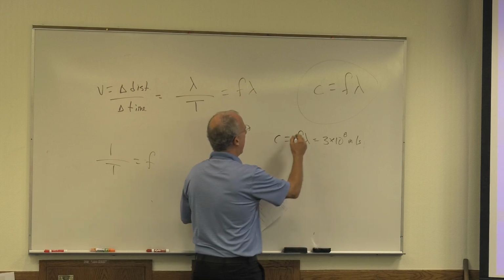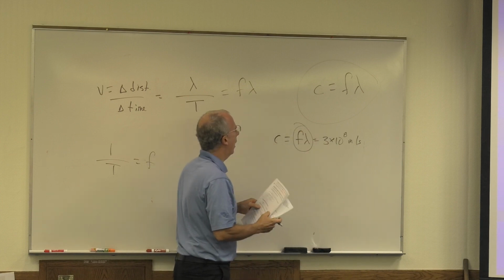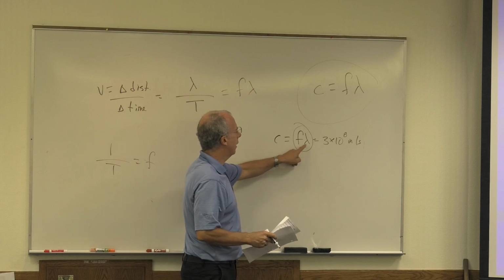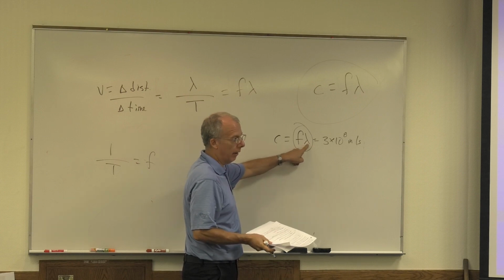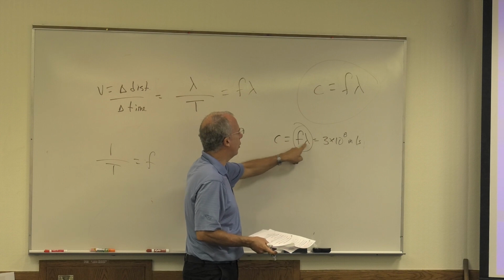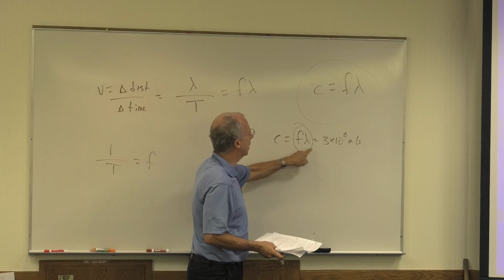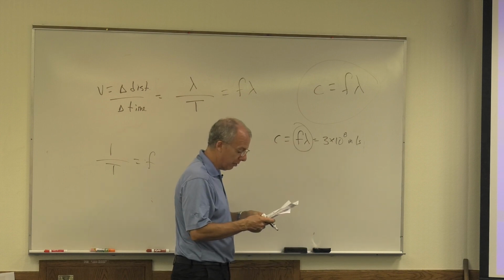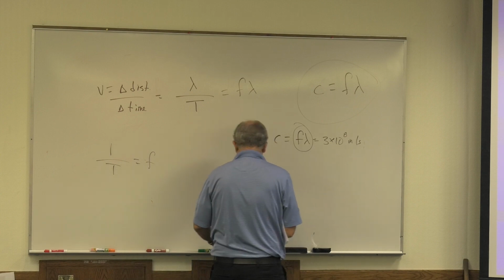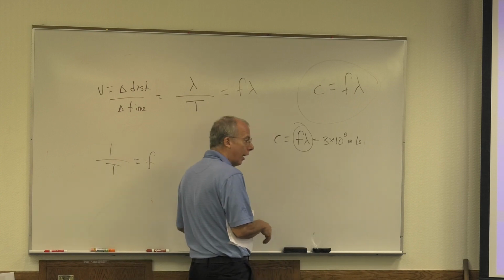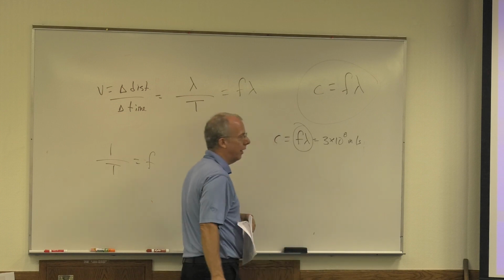So what does that mean about F lambda, though? Well, if you double F, then lambda has to shrink by a half, right? So in other words, you can have any F and lambda you want as long as the product equals 3 times 10 to the 8th meters per second, okay? Now you say, who cares? Well, if you're studying astronomy, you care a lot.